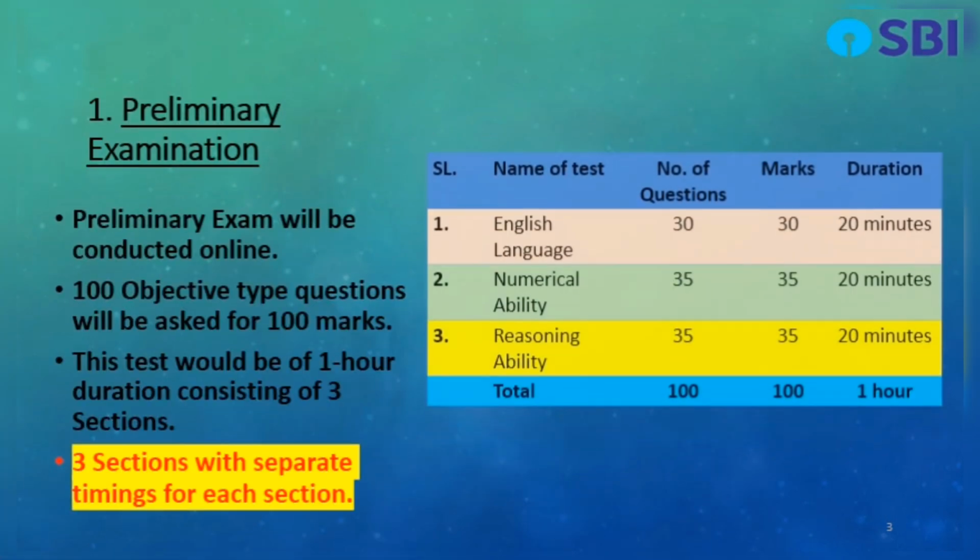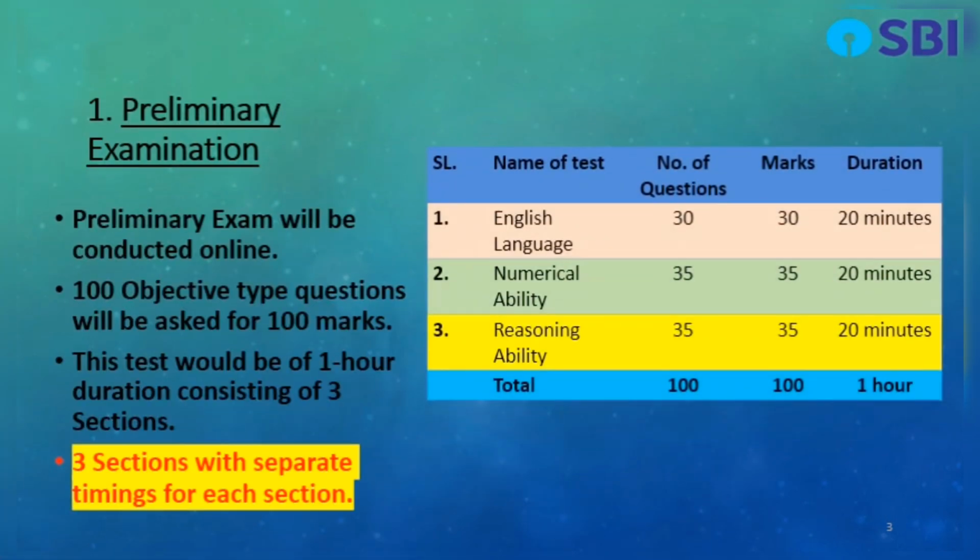Preliminary examination. Preliminary examination will be conducted online. 100 objective type questions will be asked for 100 marks. This test would be of 1 hour duration, consisting of 3 sections, with separate timings for each section.